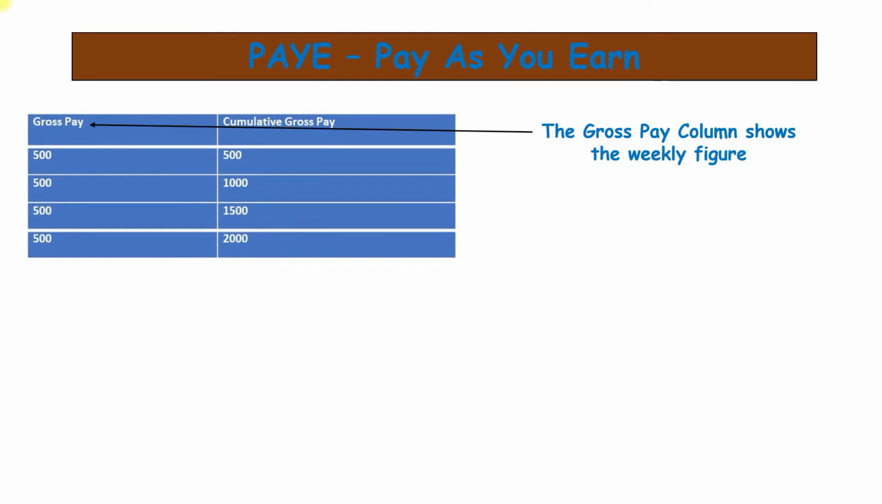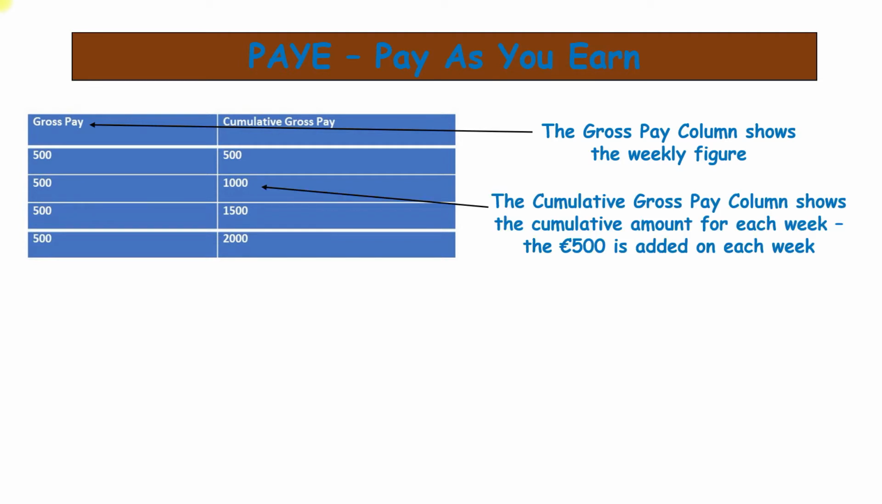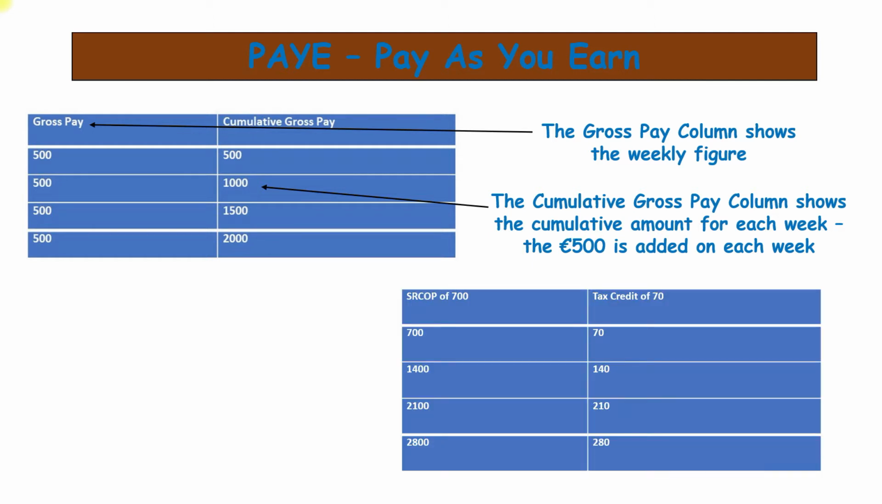To understand the concept of cumulative figures, you can see the first column shows the gross pay non-cumulative. The second column shows the gross pay cumulative. The 500 is added on each week, so that the fourth week, for instance, shows the total of all gross pay for the 4 weeks. These two columns show that the SRCOP and the tax credit also accumulate.